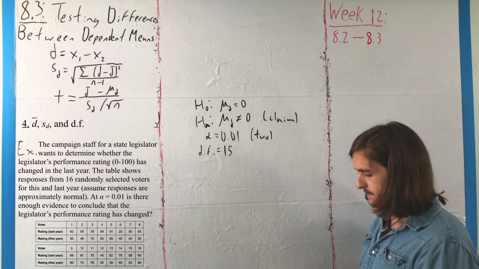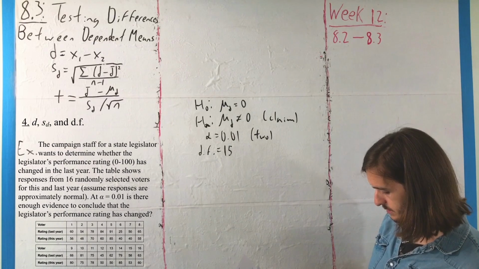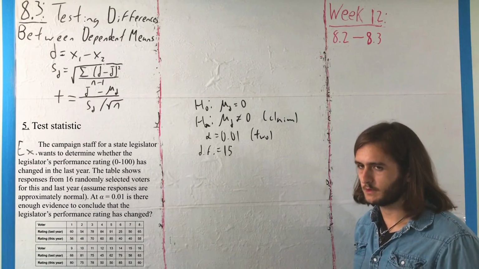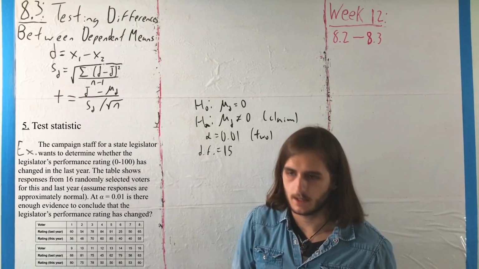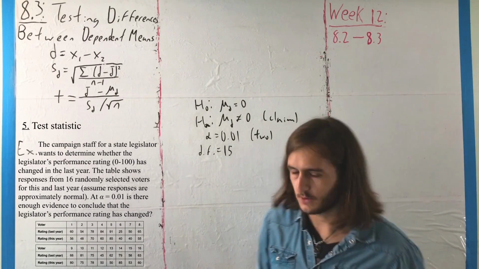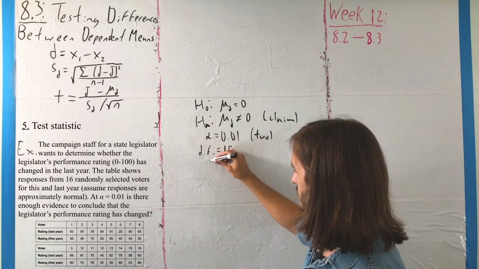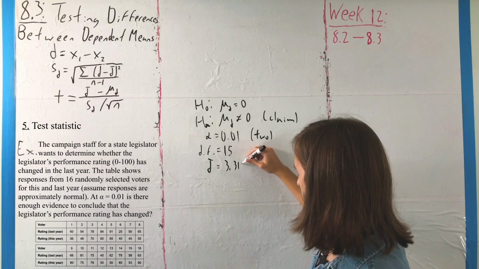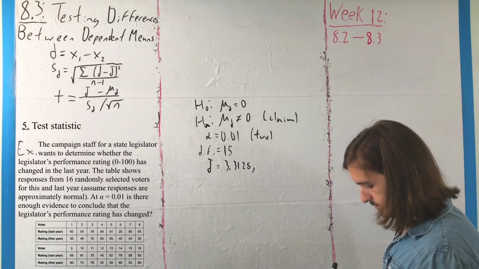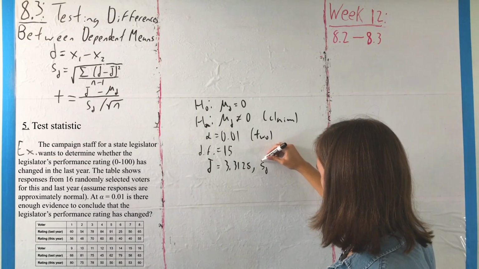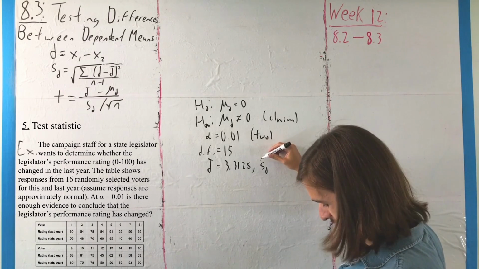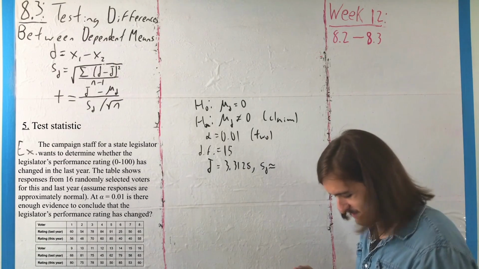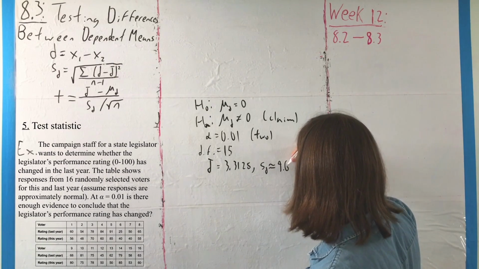And if we want to deal with this using a p-value approach, we would then need to get our differences values on top of that, where to be sure, I'm going to write those down this time. In this case, we would get a mean difference of 3.3125 and a standard deviation of approximately 9.67.